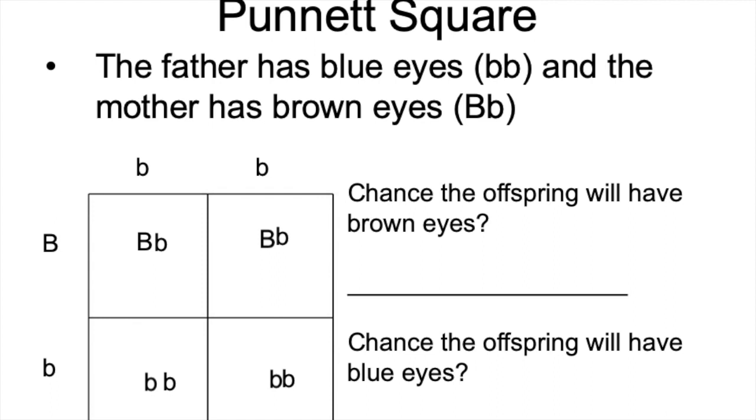And what we end up with are 4 possible offspring, 4 possible genotypes that this offspring is going to have. There is a 25% chance for each square, and 2 of those squares are heterozygous and 2 of those squares are homozygous recessive, which gives us a 50% chance of the child having brown eyes and a 50% chance of this child having blue eyes.